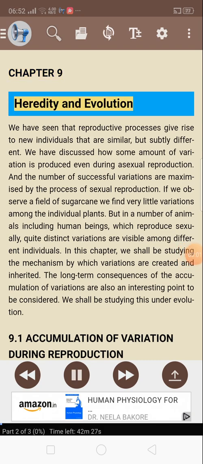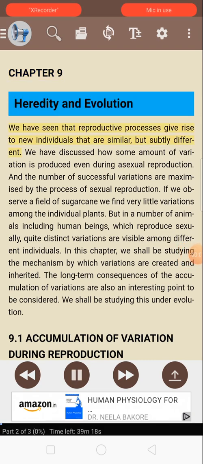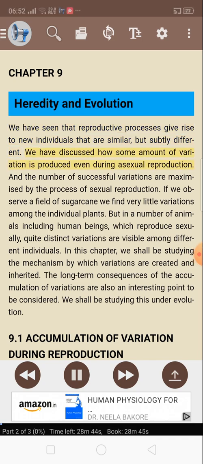Chapter 9. Heredity and Evolution. We have seen that reproductive processes give rise to new individuals that are similar but subtly different. We have discussed how some amount of variation is produced even during asexual reproduction, and the number of successful variations are maximized by the process of sexual reproduction.